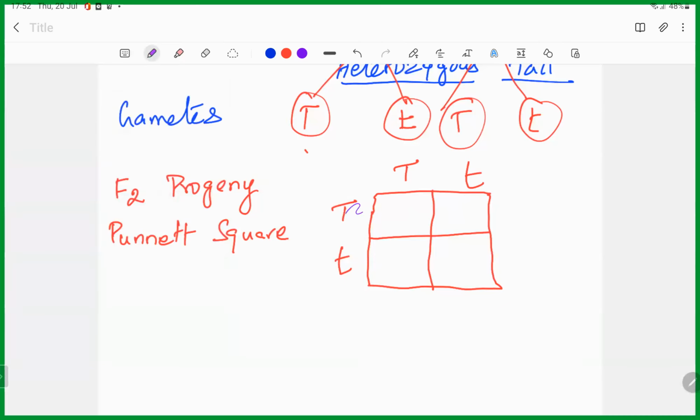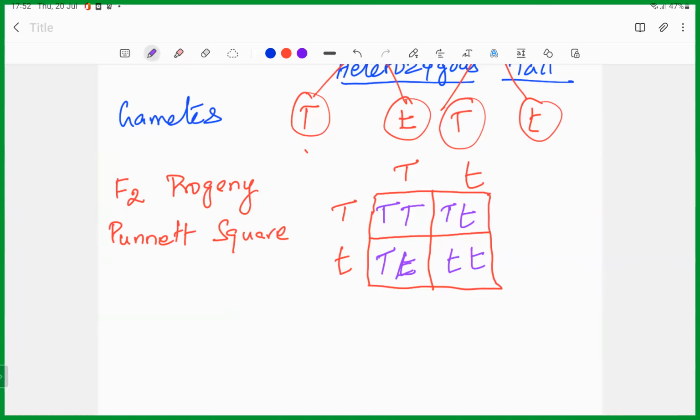Okay, now we are going to work this T, and what will come here? And here this T and small t. And here, why? See, always the dominant should be written first, and then this t. And then what comes here? Now you have worked out the Punnett square.